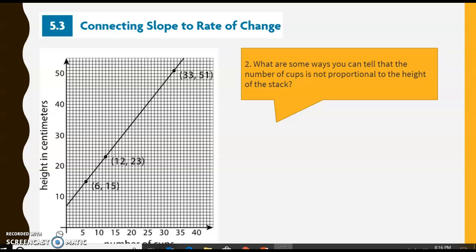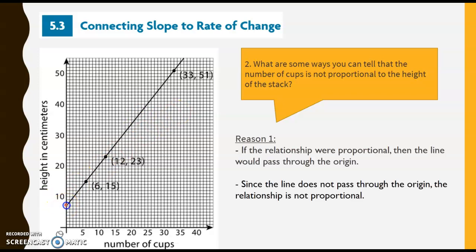What are some ways you can tell that the number of cups is not proportional to the height of the stack? We talk about this not being a proportional relationship, and one way to see it on the graph is that my line does not start at 0, 0. If the relationship were proportional, then the line would pass through the origin. Since this one did not, I know it's not.